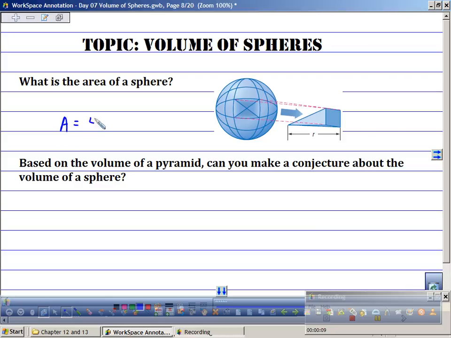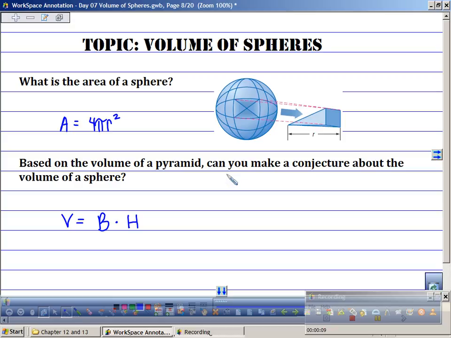What is it? 4 pi r squared. That's the surface area of this sphere. Correct? All right, so based on the volume of a pyramid, can you make a conjecture about the volume of a sphere? The reason I say pyramid is, well, first of all, what's the volume of anything? Base times height.